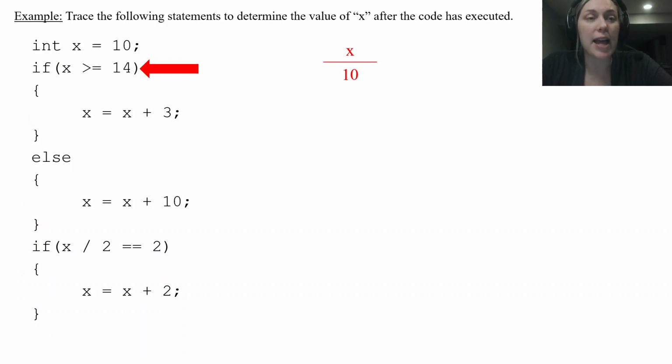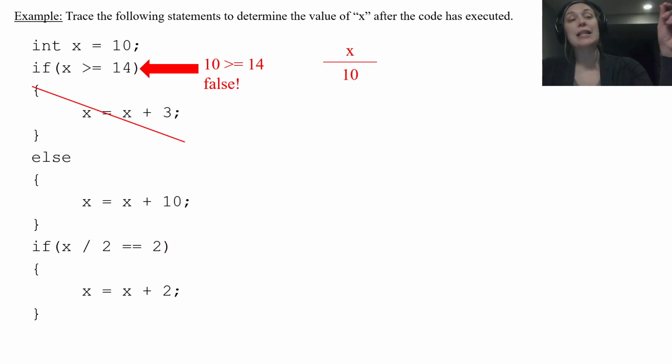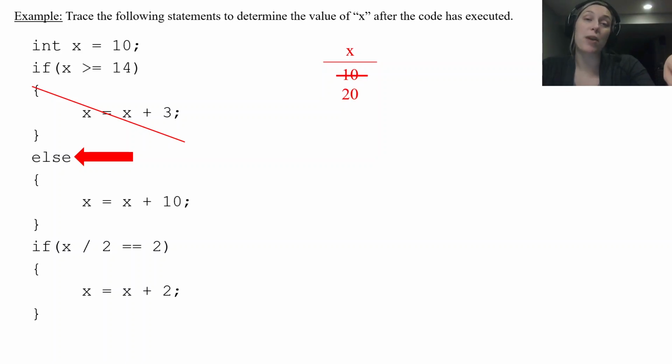X gets the value of 10. Is 10 greater than or equal to 14? That's going to be false. So that is skipped. Because that's skipped and the next block is an else block, that is going to run. So 10 is going to get 10 added to it to become 20. And that's going to be the new value of x.